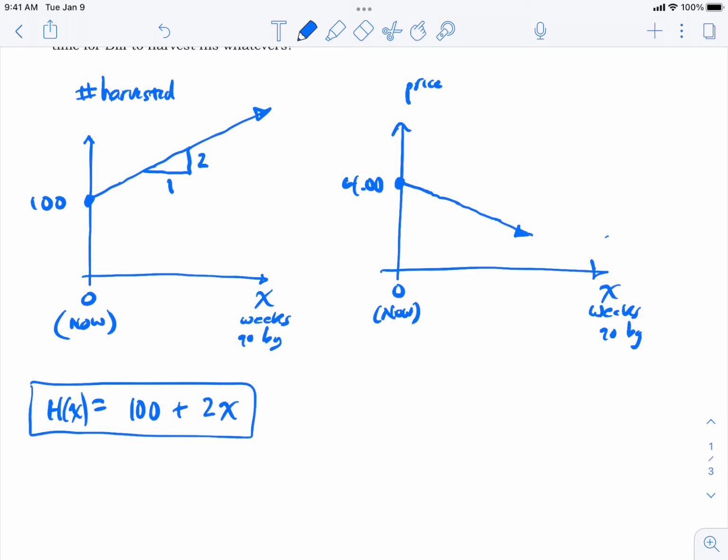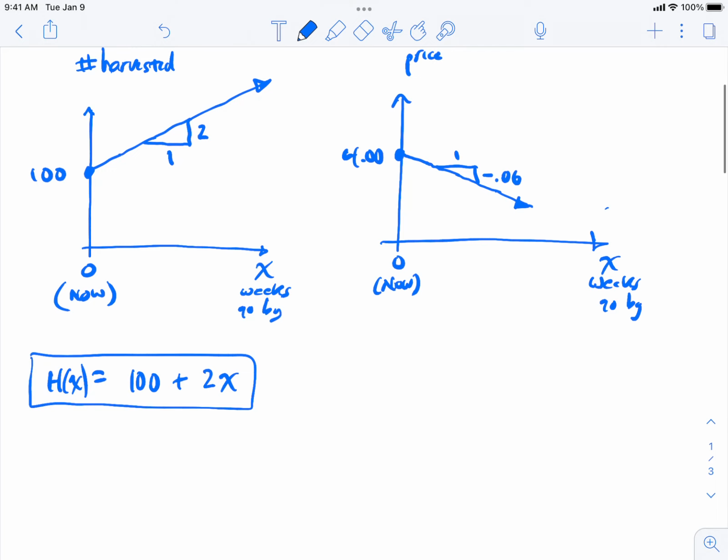Every week that goes by, you go down 6 cents. That's a negative slope for one thing. So every week that goes by, the price is going down by $0.06, if you will. So that's cool. We can write a nice little function for our price. The price is, well, start at $4 and subtract 0.06 every week that goes by. So if you wait 2 weeks, you'll subtract 6 cents twice and so on.